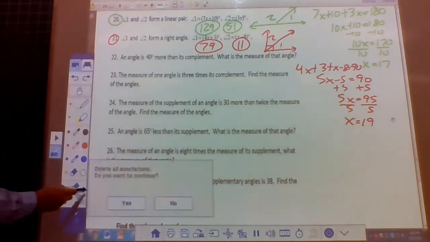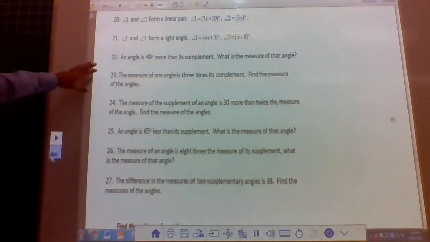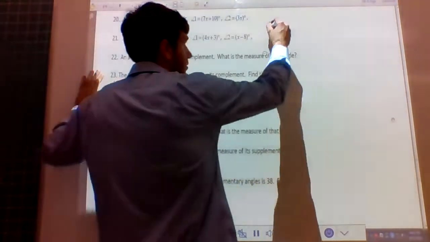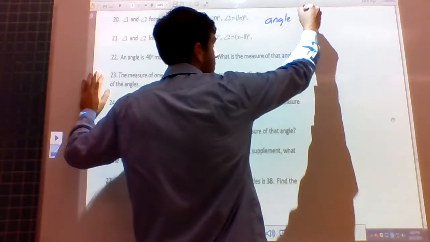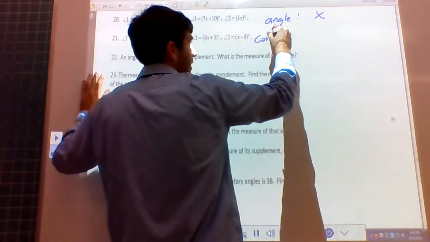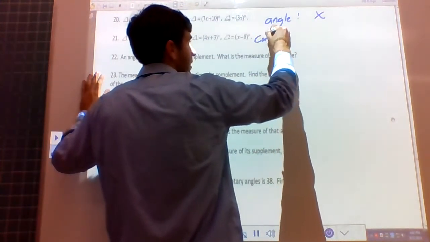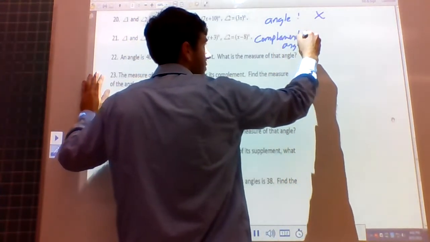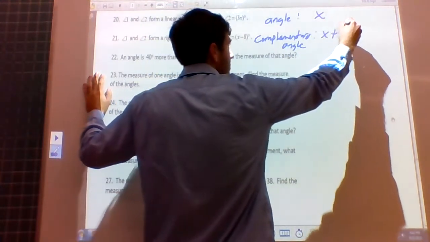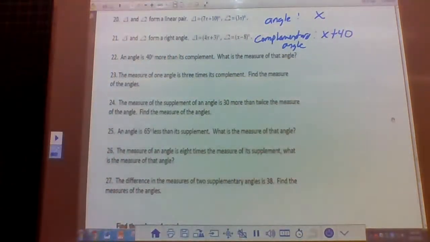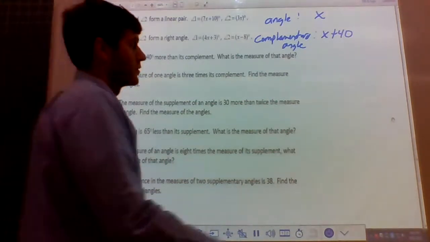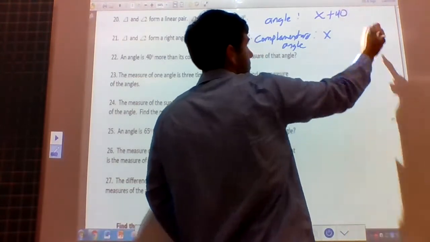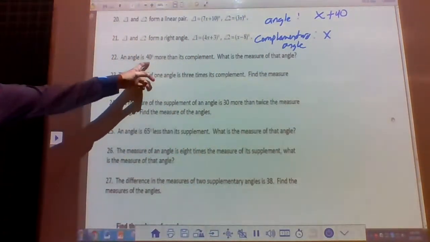So let's delete. So 22. An angle is 40 more than its complement. So this is an angle. It's called x. Here's the complement of that angle. Complementary angle. It's going to be x plus 40. Same thing. One of the angles is x, one of the angles is x plus 40. One angle is 40 more than the other one.